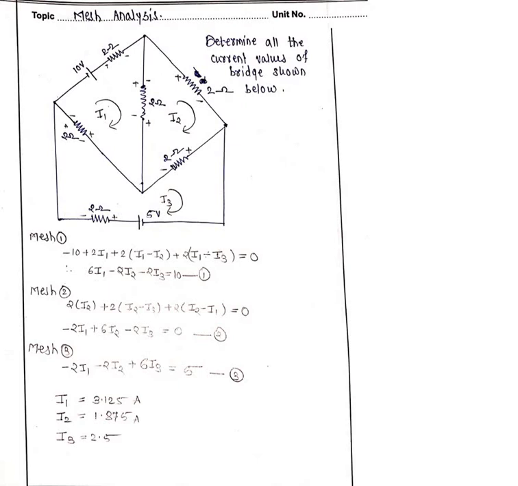The next one is mesh analysis. Mesh analysis is similar to Kirchhoff's law. So with Kirchhoff's law, what will you do? The same Kirchhoff's law you will use. So you will assume I1, I2, and I3, and then you will find out I1, I2, and I3. That's all. Okay.